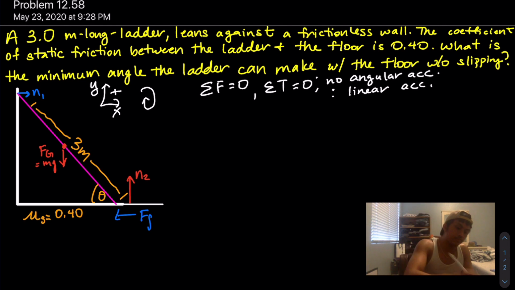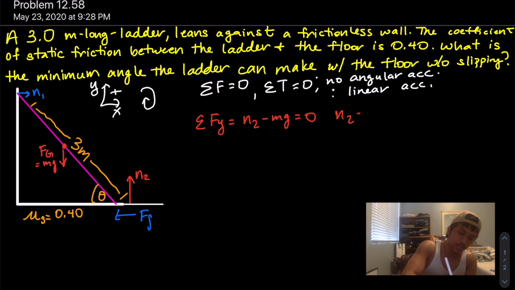So, let's start off with the summation. My y's are in red, so we take the positive direction. Going up is N2, it's positive, then minus mg, and this has to equal 0. So my N2 has to equal mg.